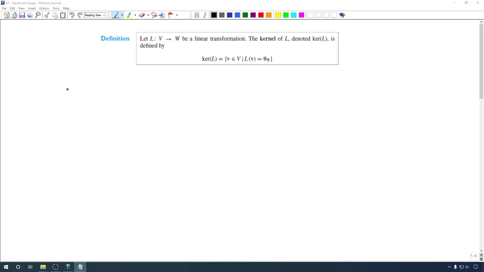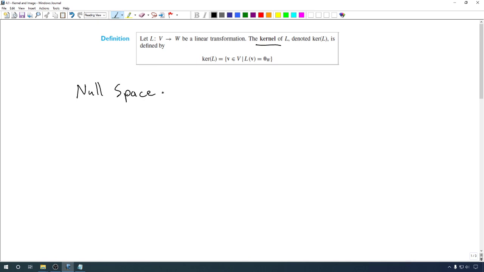In the second part of section 4.1, we are going to talk about a few subspaces that are related to linear transformations. The first one we're going to be talking about is what we call the kernel. The kernel of a linear transformation is defined to be the set of all vectors that the linear transformation maps to zero. So this is actually very similar to what we were calling the null space.